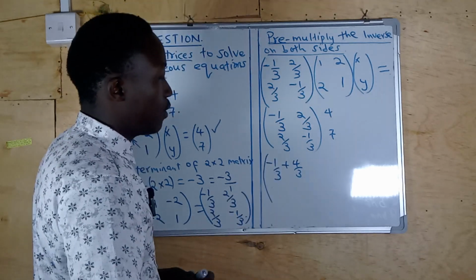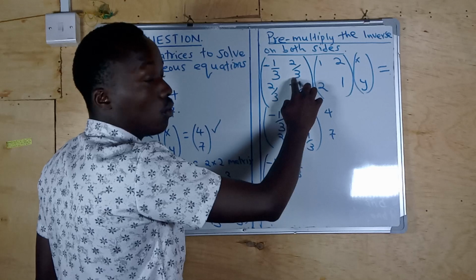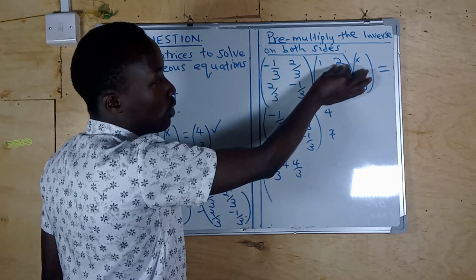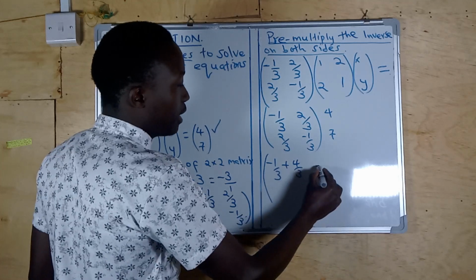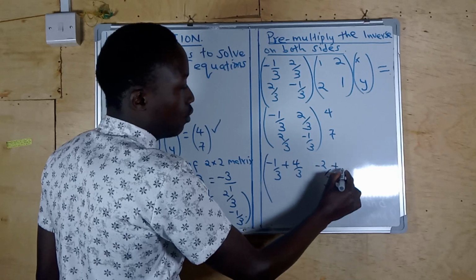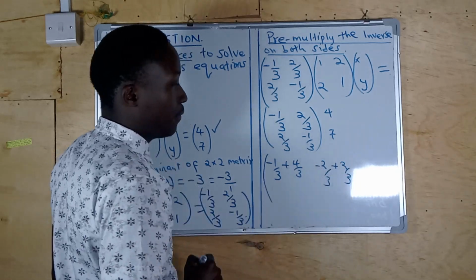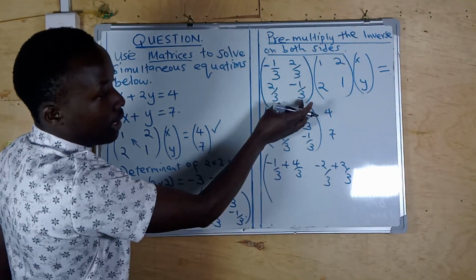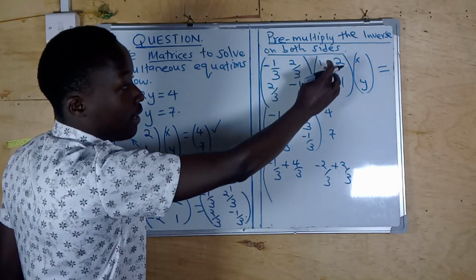Then we can continue with the first row, second column. So negative a third multiplied by 2 will be equal to negative 2 over 3. Then 2 over 3 times 1 will be equal to 2 over 3. Then we go to the one below. It's the second row and the first column.